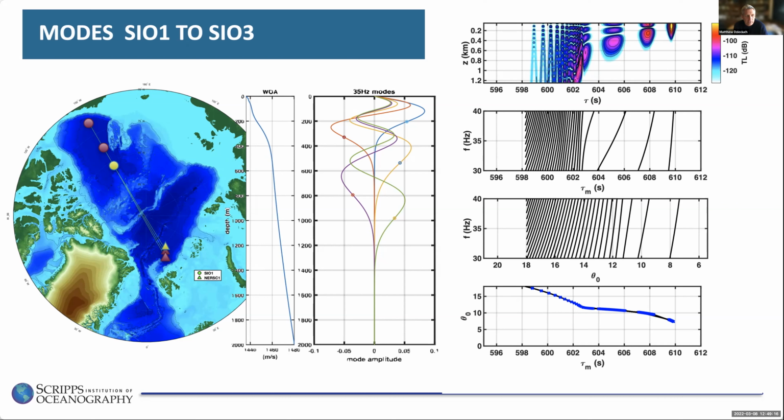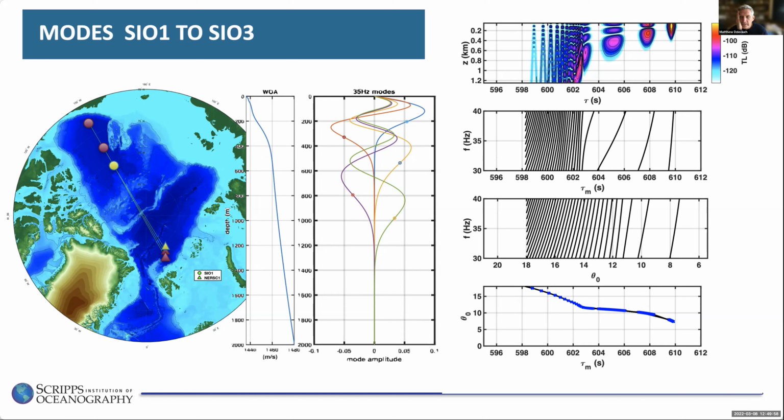But before I describe that, I want to describe a little bit about what we're going to measure. Shown here is, I'm just going to mostly talk about moorings SIO1 to SIO3, from this transmitter to this one over here in the Beaufort Sea, because it's easier to understand. What we hope to measure is shown in the upper panel on the right, and it is the arrival pattern of acoustic energy as a function of time and depth, as measured on this array of hydrophones that we put in the water. And this picture is constructed out of acoustic modes.